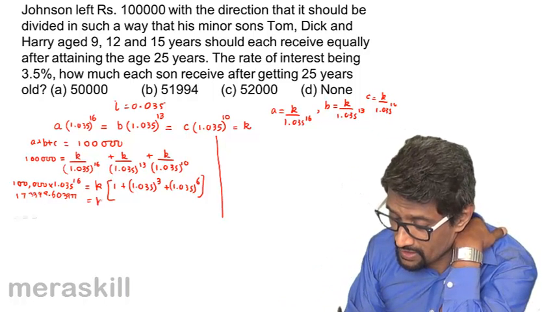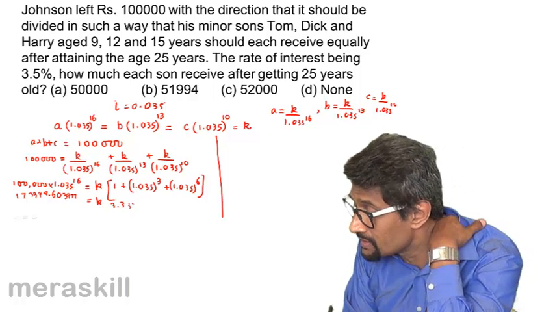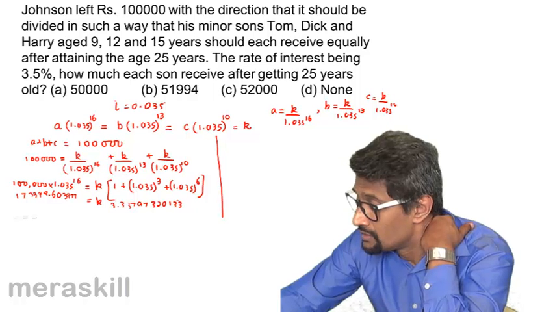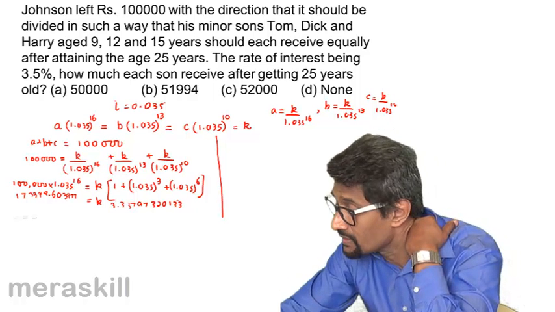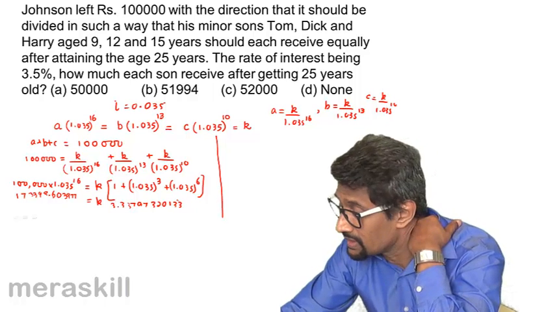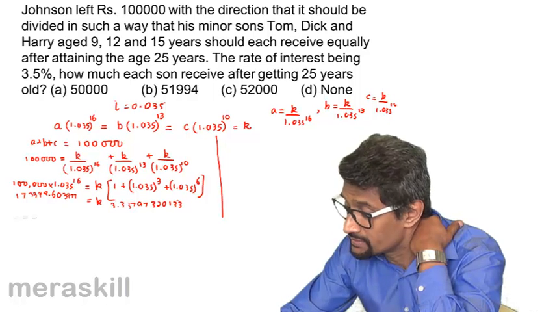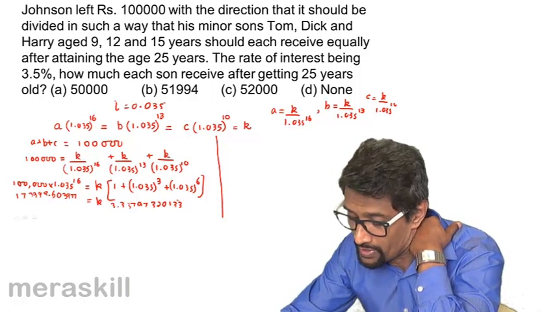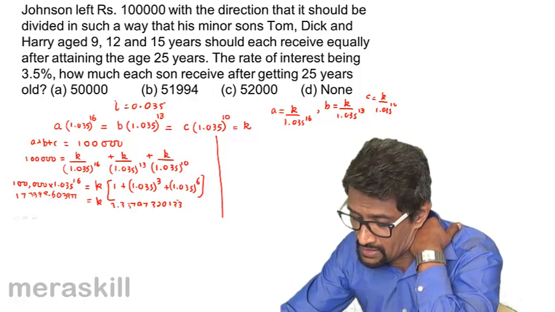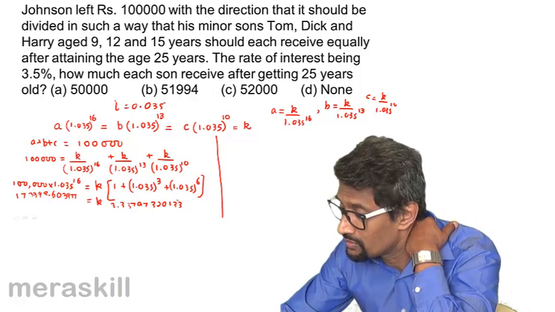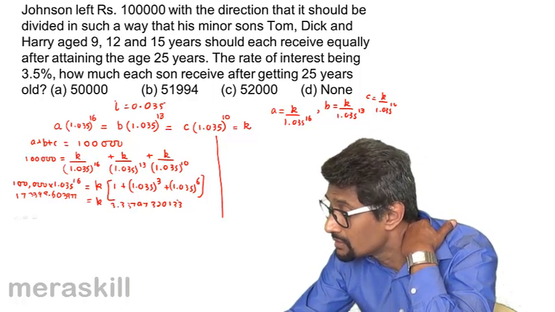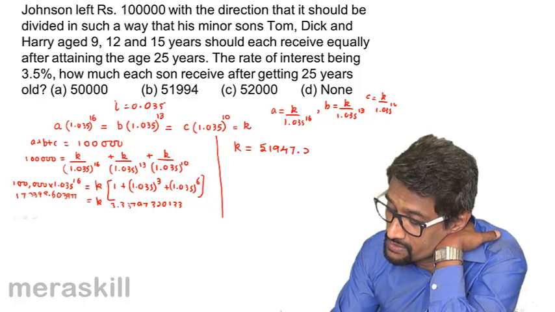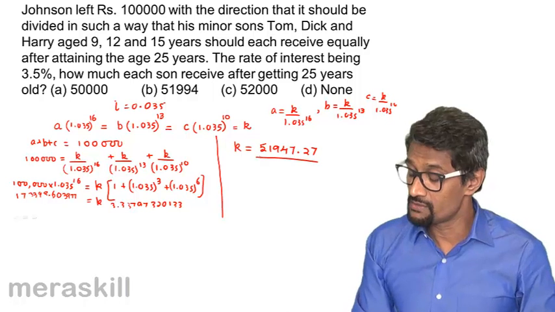So this turns out to be K into 3.33797,320,133. So let's see what we get. 7, 3, 3, 9, 8, 6, 0, 3, 9, 7, 7 divided by 3.33797,320,133. K turns out to be roughly 51,947 rupees 27 paise, which means he deposits 51,000.